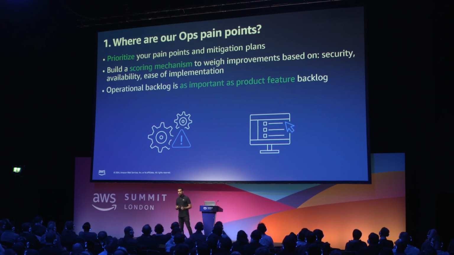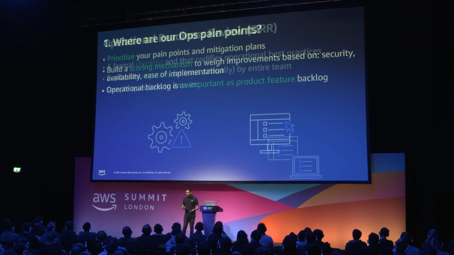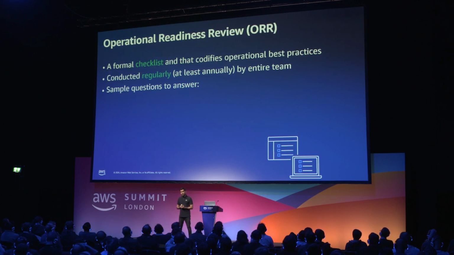And one of the mechanisms you can use to identify and prioritize your pain points is ORR, or Operational Readiness Review. So this has stemmed from our Well-Architected operational excellence pillar. So it's a formal list which you can codify in best practices and run on a regular basis and involve all your engineering teams.